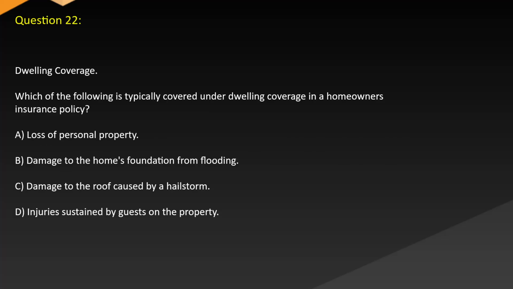Question 22. Dwelling coverage. Which of the following is typically covered under dwelling coverage in a homeowner's insurance policy? A. Loss of personal property. B. Damage to the home's foundation from flooding. C. Damage to the roof caused by a hailstorm. D. Injuries sustained by guests on the property.